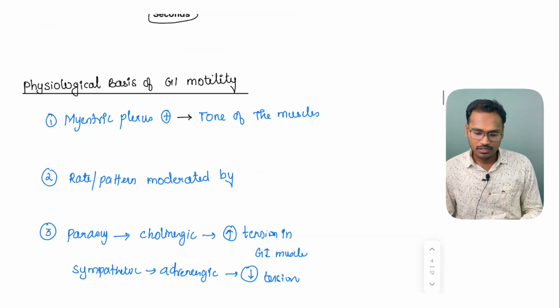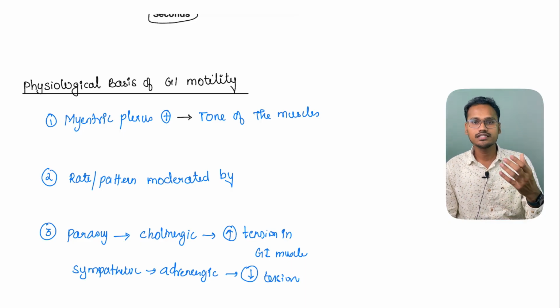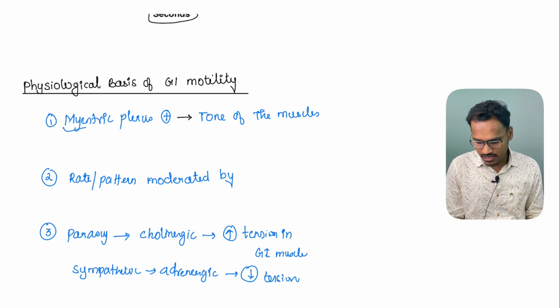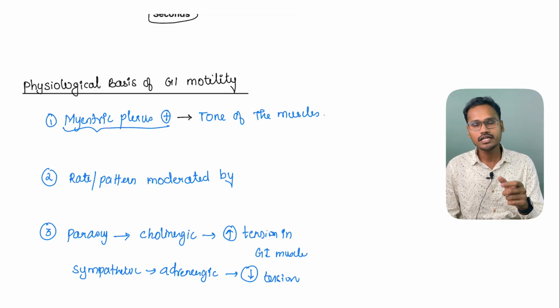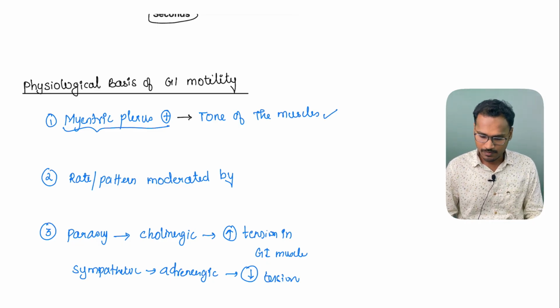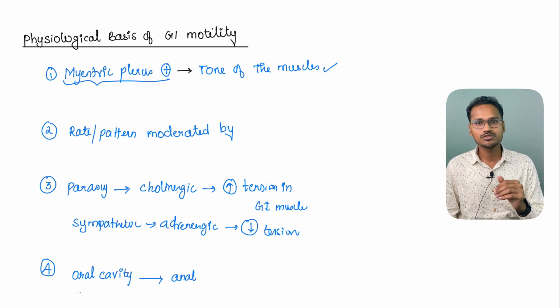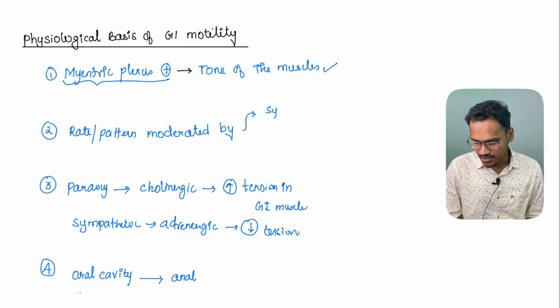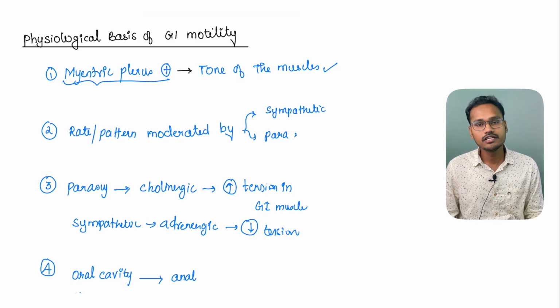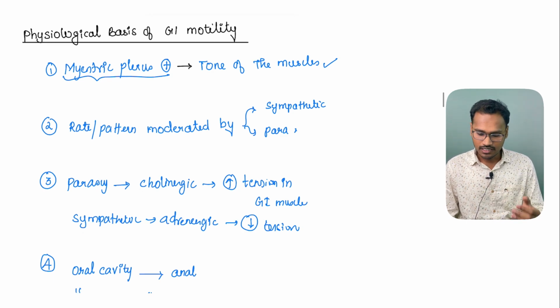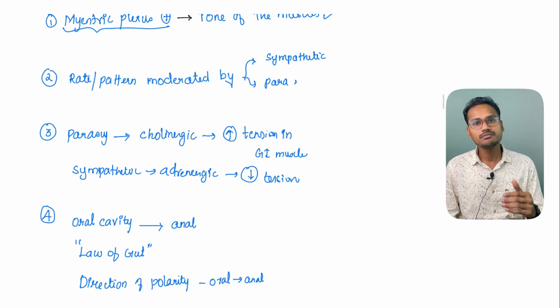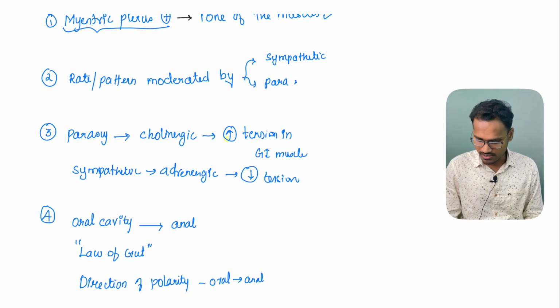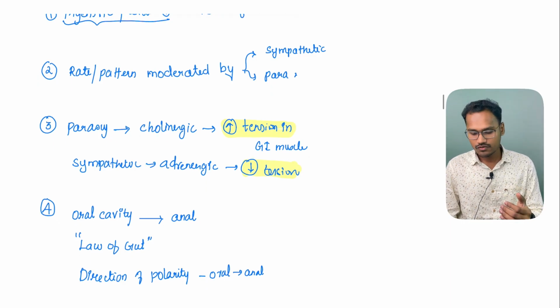Next, coming to the physiological basis behind GI motility, which is the nervous system. The myenteric plexus, which we discussed in the first video, is going to determine the tone of the muscles. The rate and pattern, how much the contraction should happen and what the pattern of contraction is, will be determined by the sympathetic and parasympathetic systems. Obviously, they keep modulating this motility. The parasympathetic system, through the cholinergic system, will increase the tension in the GI muscles, whereas the sympathetic system is going to decrease the tension in the GIT by the action of adrenergic.